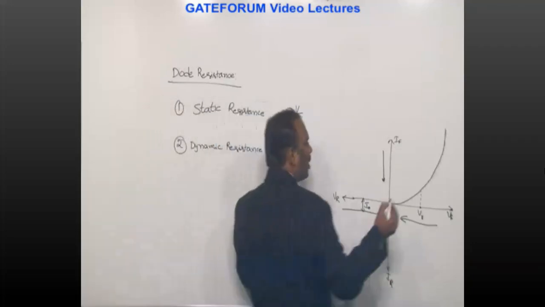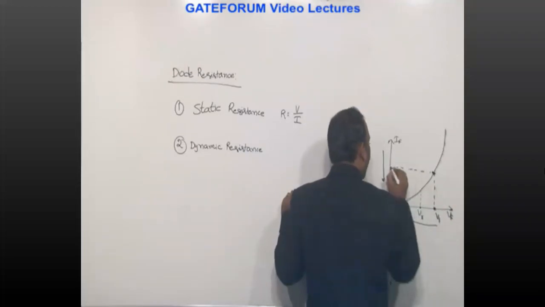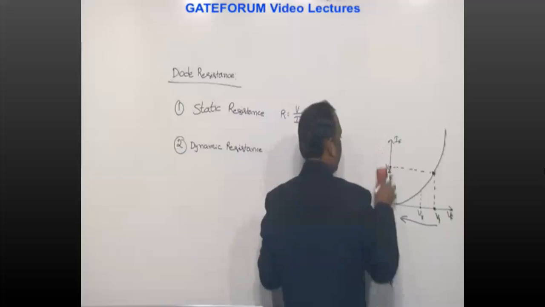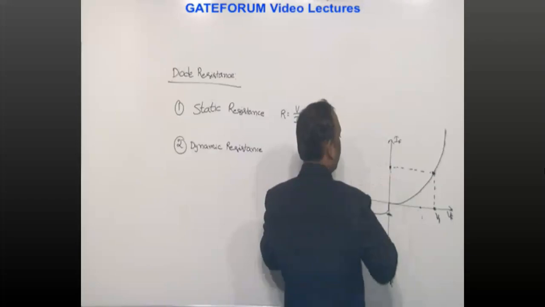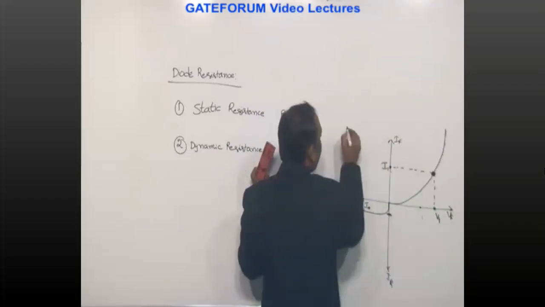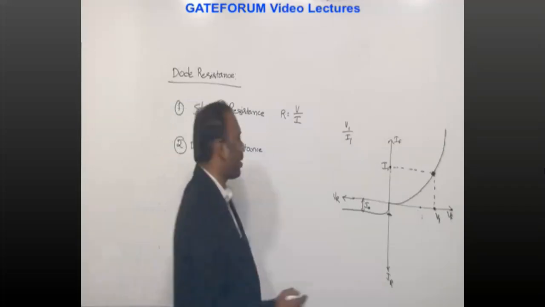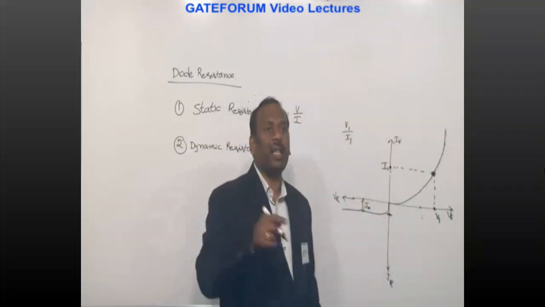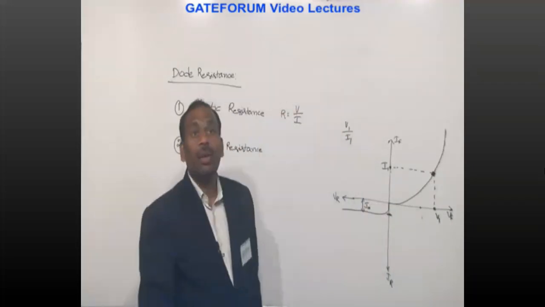At a given point, if I want to calculate static resistance, take this one, this is I1, V1. Then at this point, static resistance equals V1 by I1. Clear? If you want static resistance at some other point, take that point, extend here, extend here, then you will get the static resistance at that point. Take the corresponding voltage and corresponding current, that V by I will give you static resistance at that point.